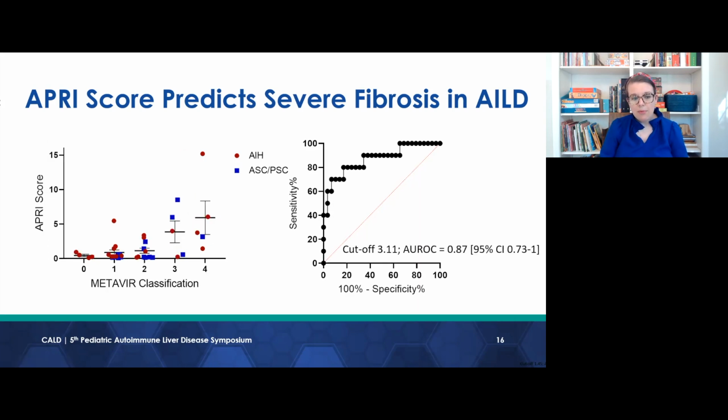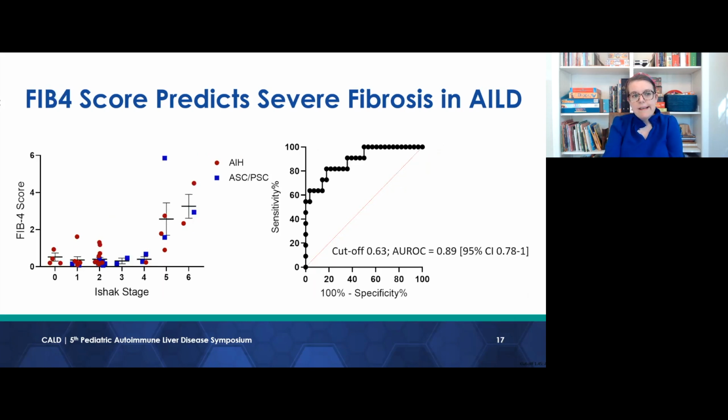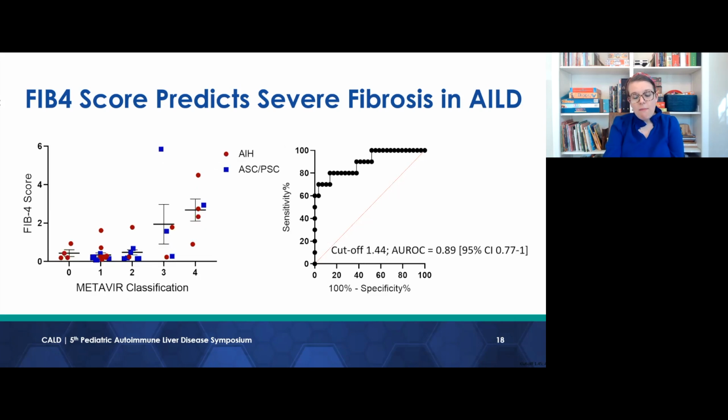This next one looks at APRI with the Metavir classification, and this had a slightly different cutoff score for APRI, and that was at 3.11. And that may be related to the differences in the classification systems of severe fibrosis. The FIB-4 score predicted severe fibrosis in autoimmune liver disease as well, and this had a cutoff of 0.63. As well, the Metavir classification, when using that fibrosis staging, had a slightly different cutoff of 1.44, and these were fairly highly correlated.